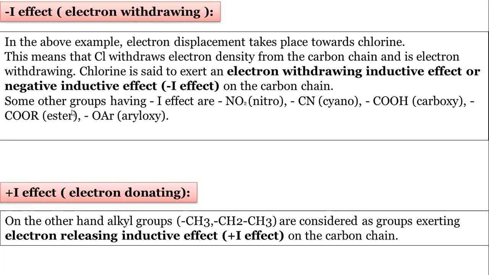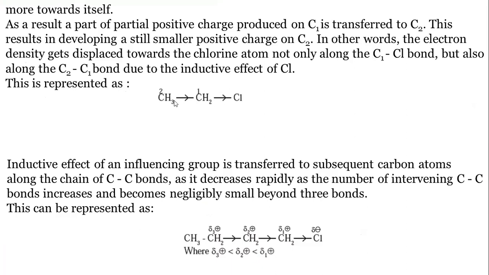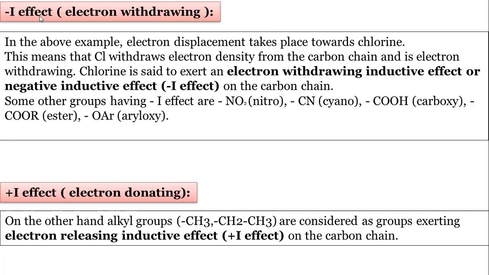There are some examples of groups which show minus I effect. NO2, this nitro group also withdraws the electrons. Cyano group, cyanide also withdraws the electron. Then COOH groups, carboxy also withdraws the electron. Ester also withdraws the electron. Then aryloxy, OAr, that is methoxy, ethoxy group. All these groups are minus I effect. Means if these groups are attached here to this carbon, these are called as minus I effect.